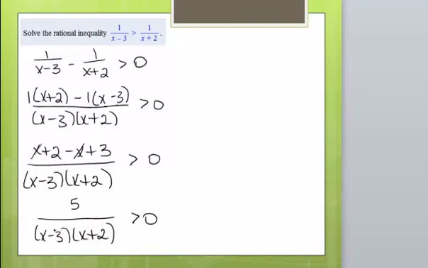Okay, your endpoints will be 3 and negative 2. Can x actually equal those two numbers? No, because they're in the denominator, first of all. Second of all, because there's no equal to sign here. Pick your test points. Let's try a negative 3, a 0, and a 5. Plug the negative 3, 0, and 5 into this part of the function. See what sign you get.